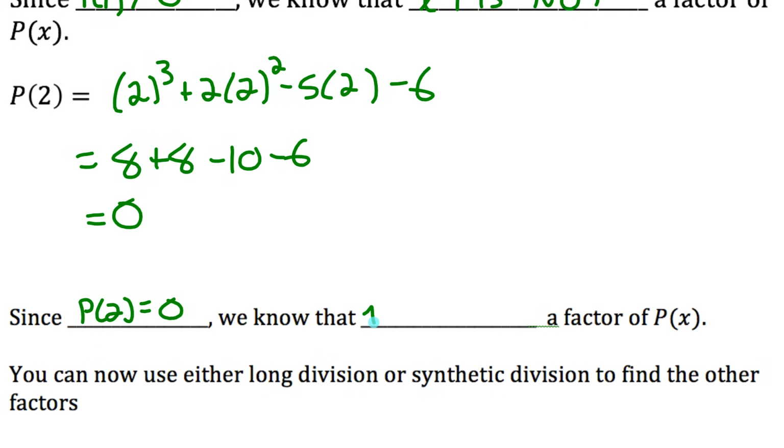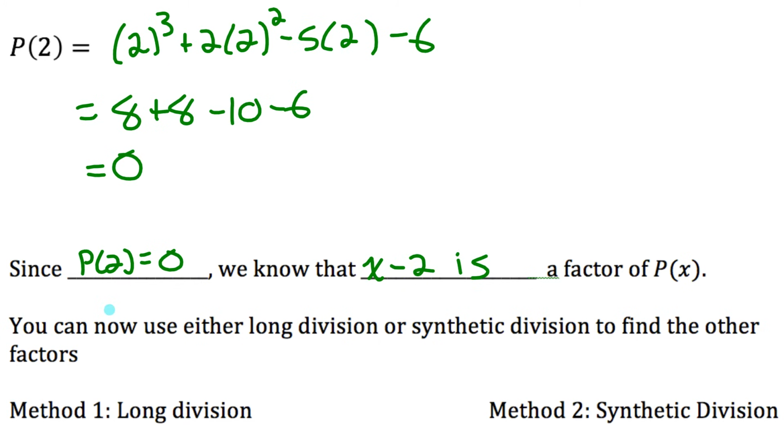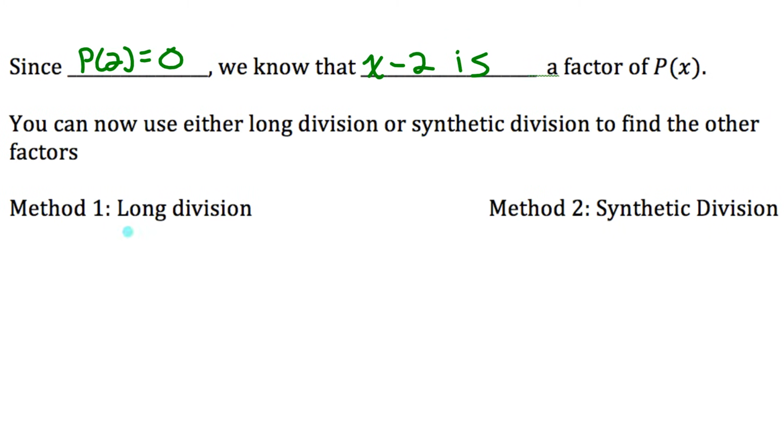its 0, so x minus 2, is a factor of the polynomial. It divides in evenly. It's got a remainder of 0. So what we now do is we divide the polynomial by x minus 2, and then we can write it in factored form. And we can do the division using long division or synthetic.